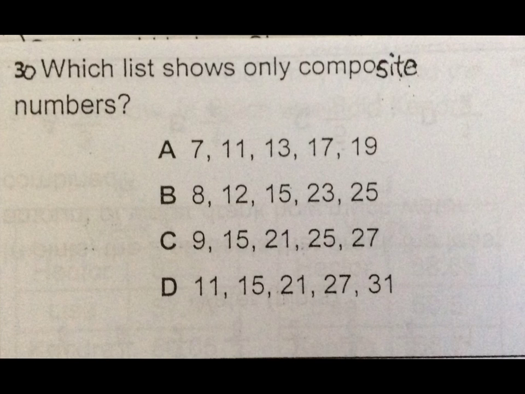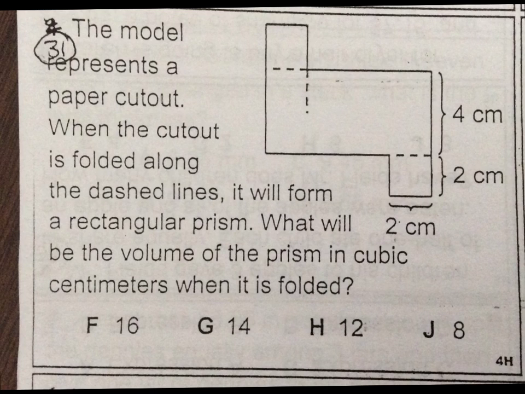Number 30. Which list shows only composite numbers? Number 31. The model represents a paper cutout. When the cutout is folded along the dashed lines, it will form a rectangular prism. What will be the volume of the prism in cubic centimeters when it is folded?